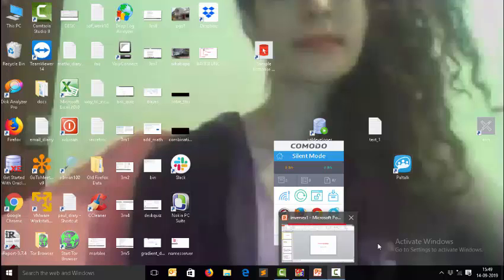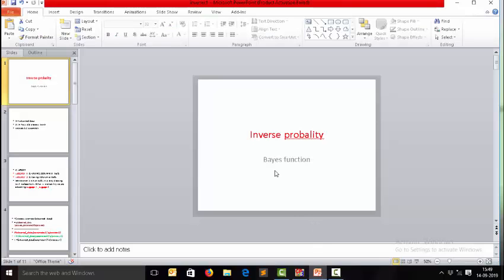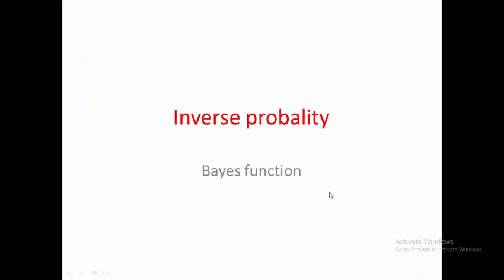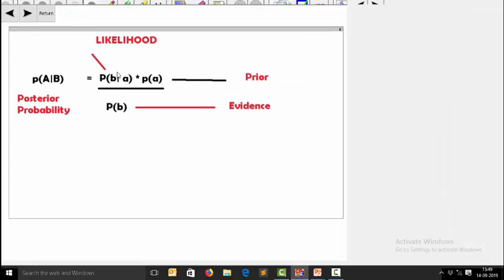In this video, we will understand about Bayes function. Bayes function is also called as inverse probability. So let me show you how a Bayes function looks like. For example, here you can observe the formula of Bayes function being applied.